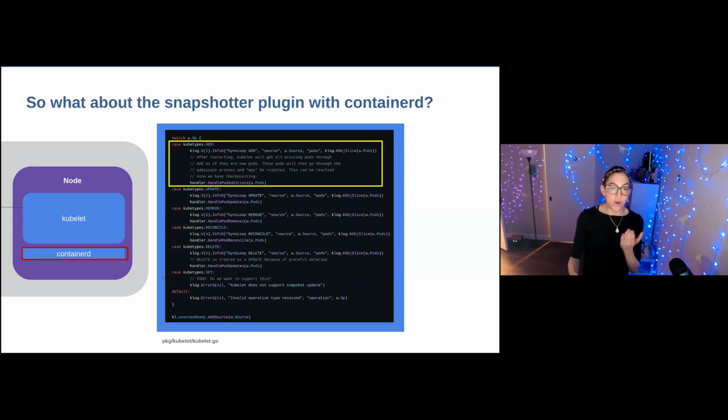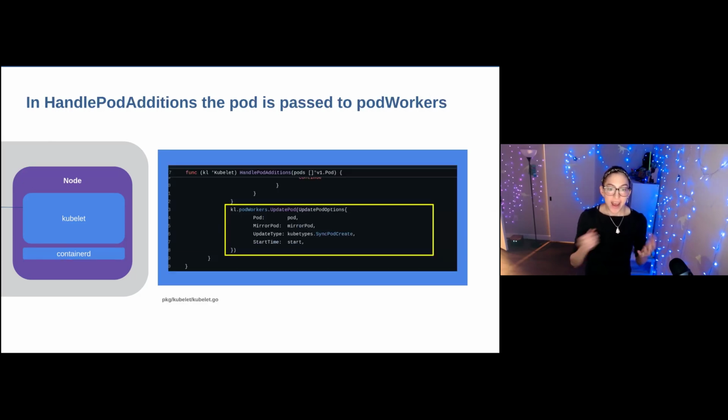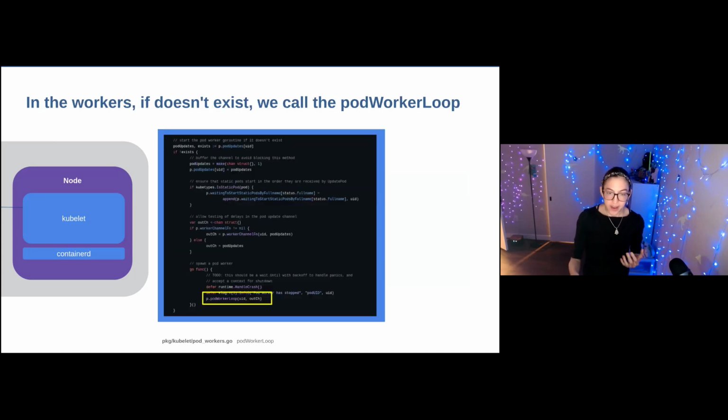So add is going to call a handler to call handle pod additions. Handle pod additions is basically going to pass this pod into the pod workers. So it's basically going to be creating this worker on demand. In the workers, we're going to be calling this pod worker loop. A lot of these things have loops. That's an interesting design pattern.